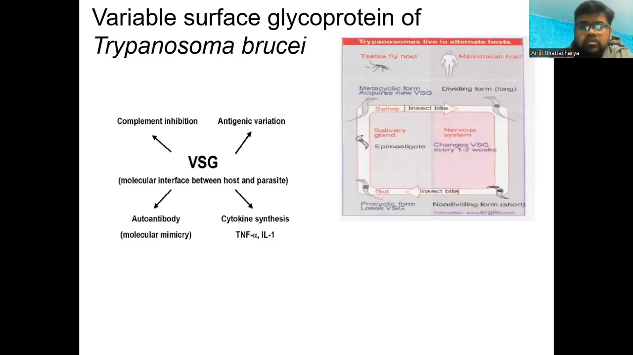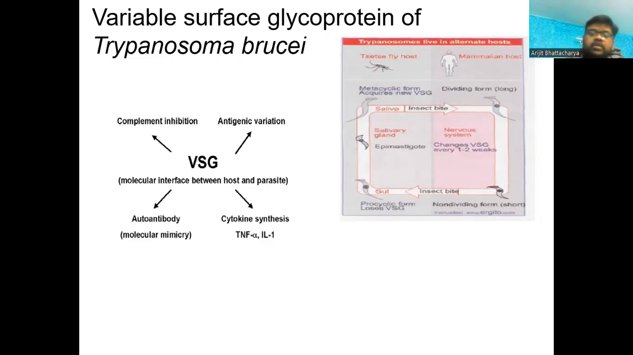Now, at the cellular level, the parasite is coated with a glycoprotein known as variable surface glycoprotein, or VSG. VSG plays a very important role in the pathogenicity of the parasite. Particularly, it can inactivate complement. The complement system, we all know, is active in lysing the invading cells. So complement inactivation helps the parasite to grow inside our system. Then it can generate autoantibody, which is linked to the pathophysiology of the disease, by molecular mimicry.